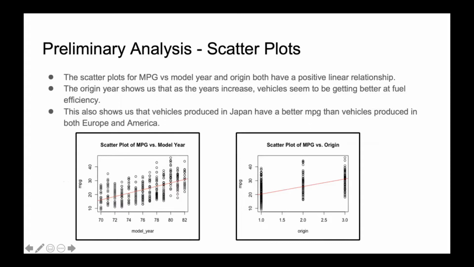Okay, so here we can see that the scatter plots for miles per gallon versus model year and origin versus miles per gallon both have a positive relationship. The model year shows that as time increases, the miles per gallon gets more efficient. And we can also see in the origin plot that the cars produced in Japan have better miles per gallon than vehicles produced in both Europe and America.